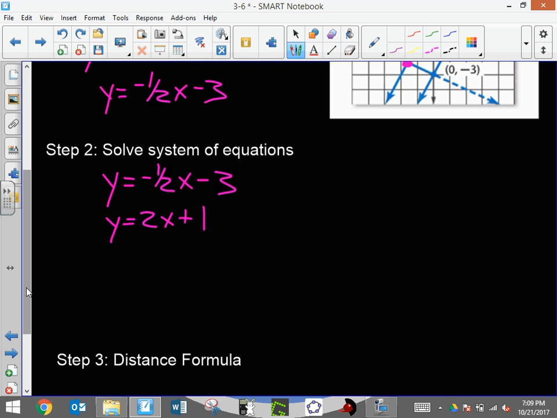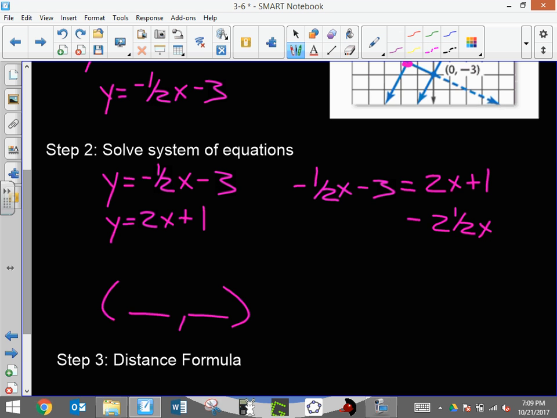I'm going to set both parts equal to each other, so I have negative a half x minus 3 equal to 2x plus 1. I'm looking for an x and a y. We'll go ahead and solve this. I'm going to add a half x to both sides, which gives me 2.5x. Then I'm going to subtract 1, which gives me negative 4. I'm going to use decimals this time. When I divide by 2.5, that gets me negative 1.6-ish. So that's going to be my x value.